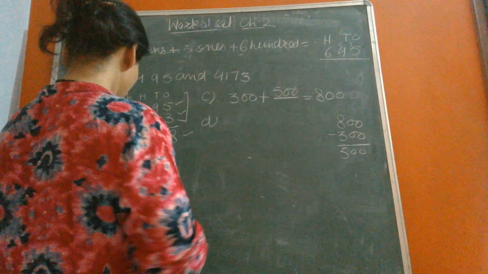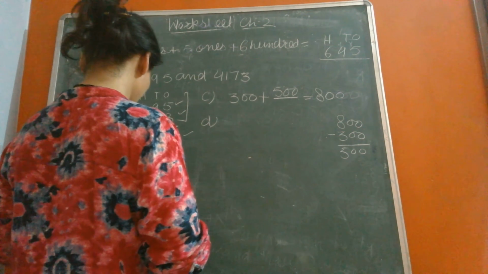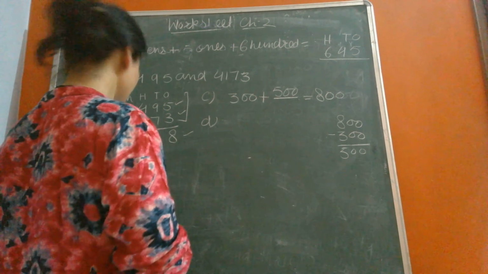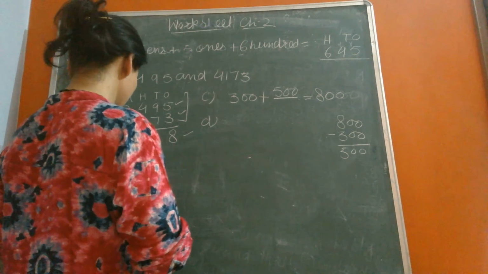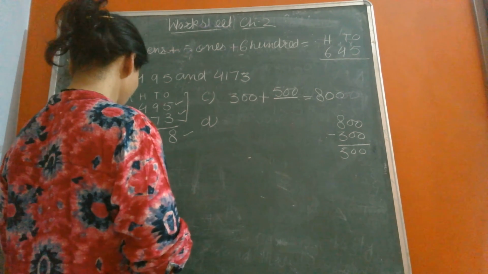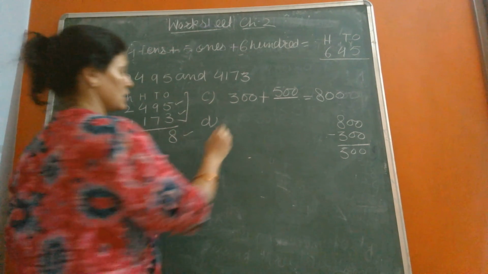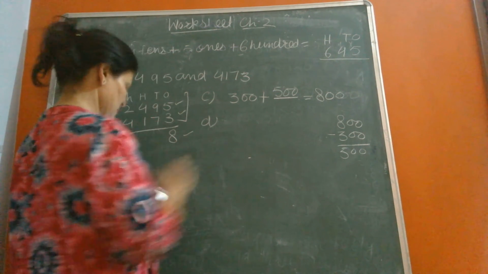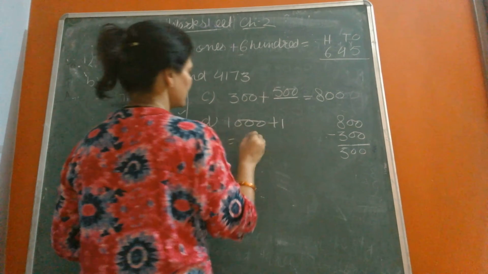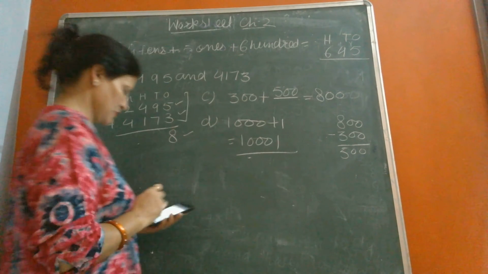D part. On adding 1000 to a number, the digit at blank place increases by 1. On adding 1000 to a number, the digit at thousands place increases by 1. So if we add 1000 to a number, the digit in the thousands place increases by 1. So the answer is thousands.